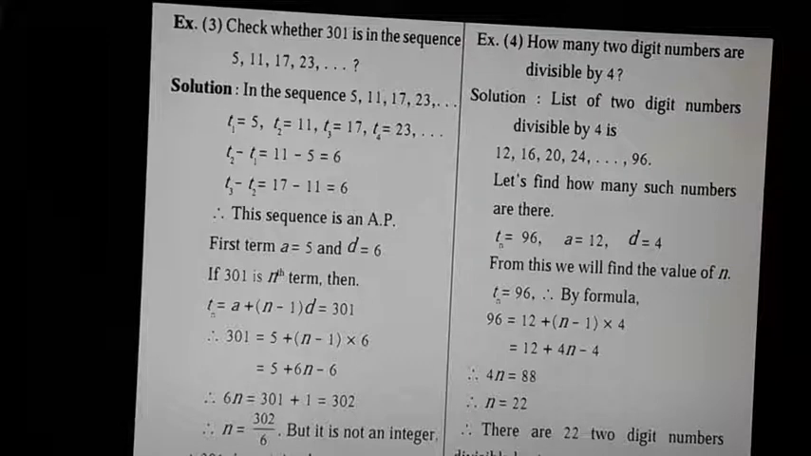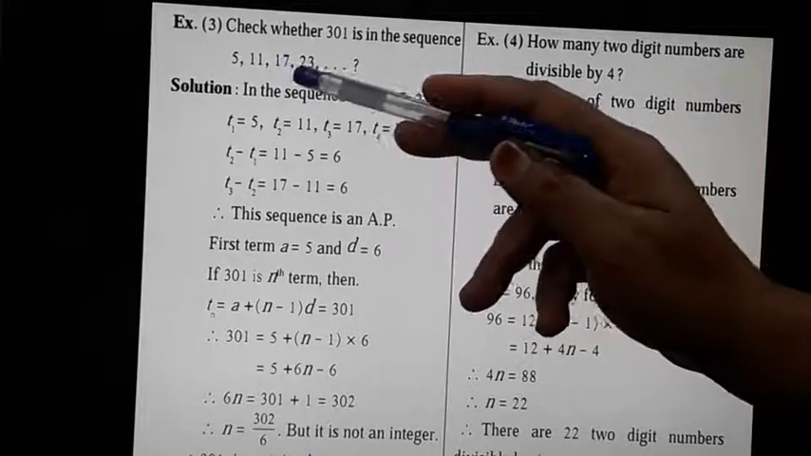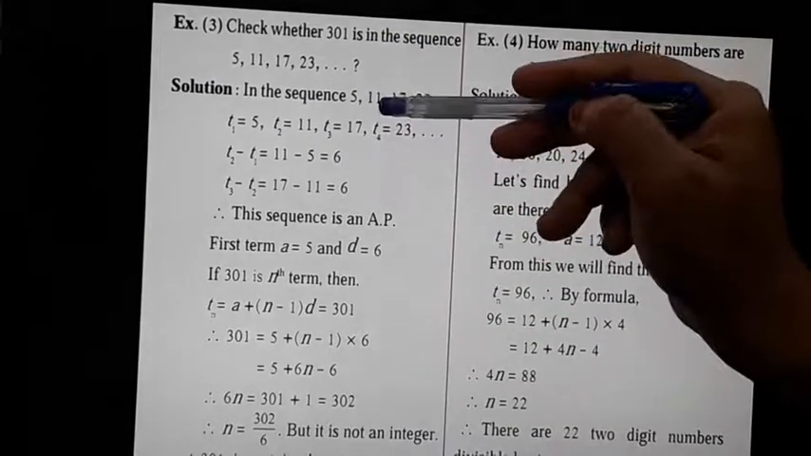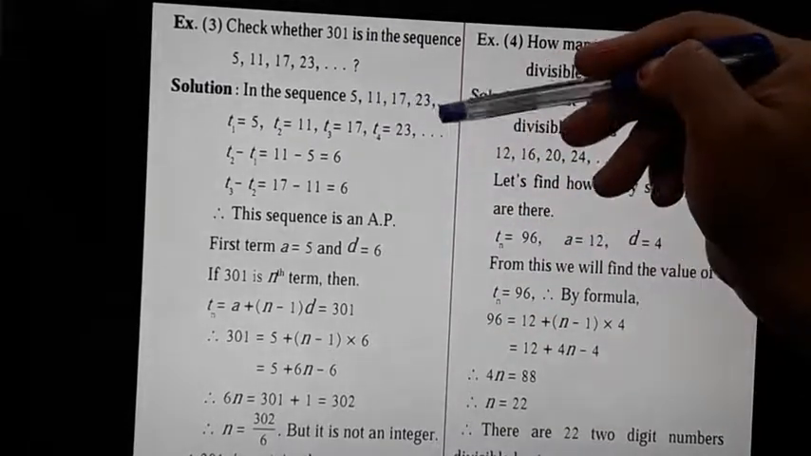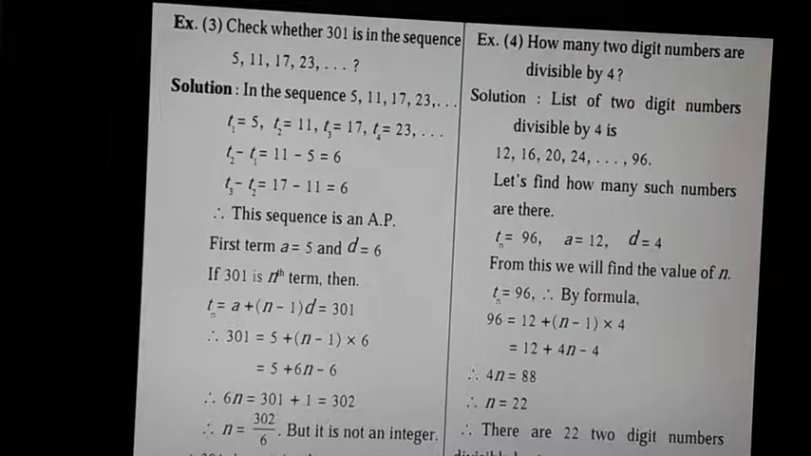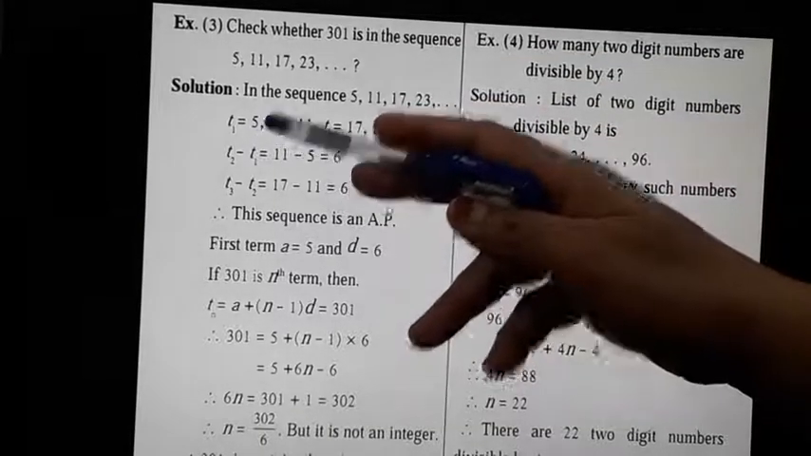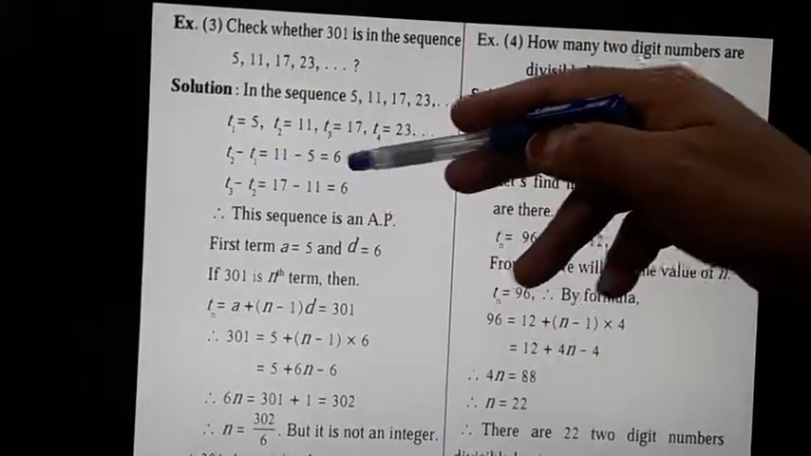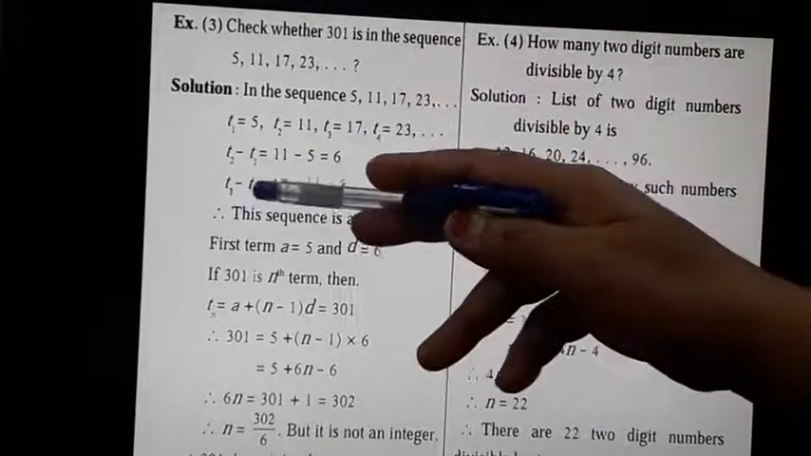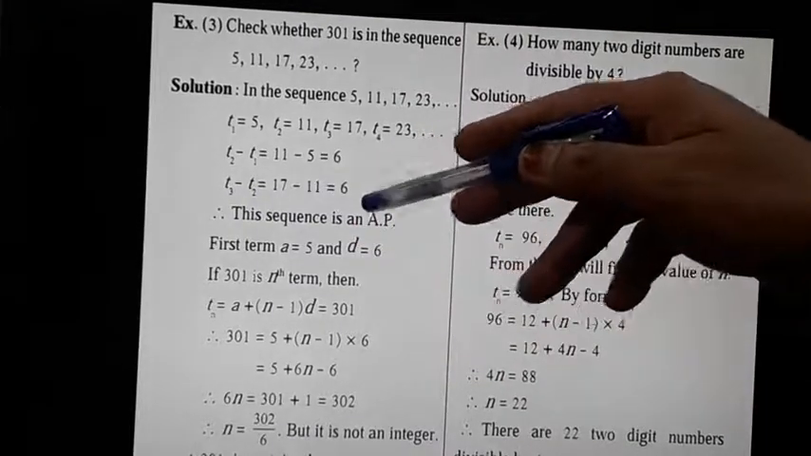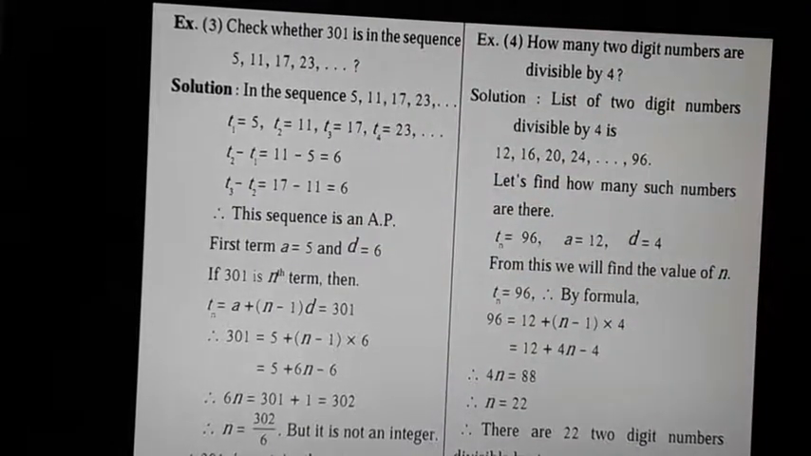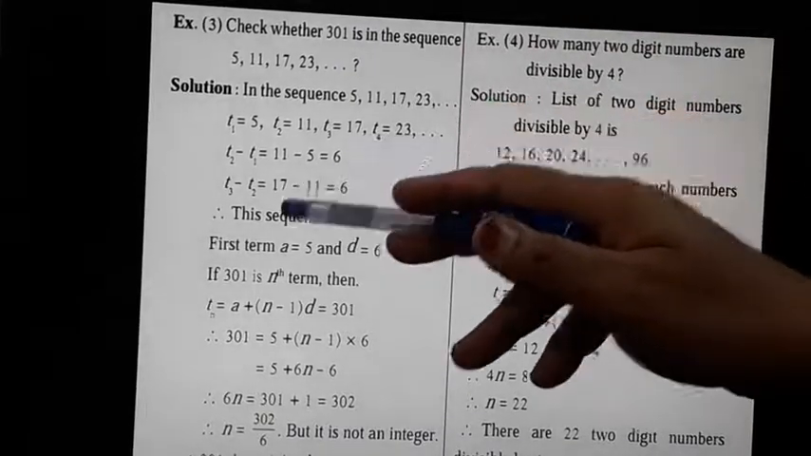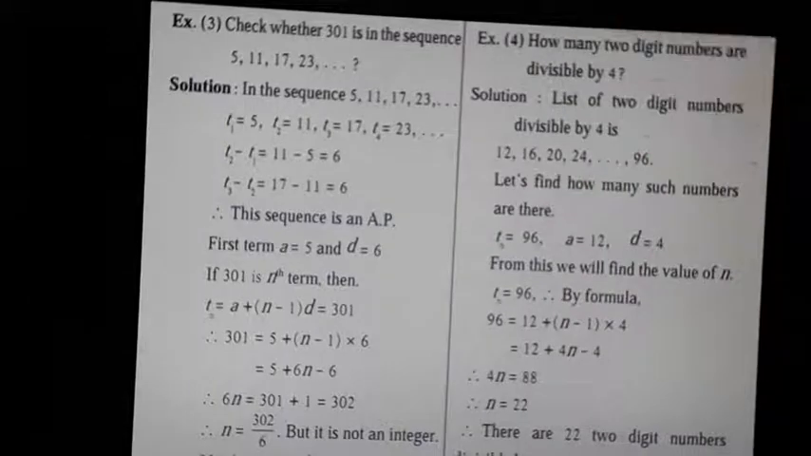So now the given sequence is what? 5, 11, 17, 23 and so on. Here T1 will be your 5, T2 will be 11, T3 will be 17, T4 will be 23 and so on. So now from here you got A, that is 5, and the common difference, how will you get? T2 minus T1, that is 11 minus 5, 6, constant. T3 minus T2, that is 17 minus 11, 6, constant. That means the common difference is constant here, so this sequence is in AP. So that question is sorted out now.